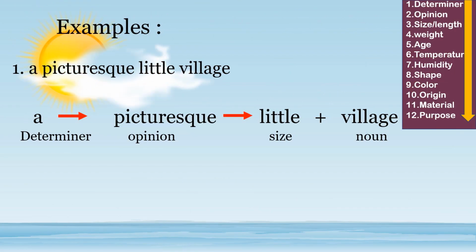Okay, now let's look at this example. A picturesque little village. So a is a determiner, so it is number 1 in the order. Picturesque is opinion, so it is number 2 in the order. And little is size, and it is number 3 in the order. So that's why it becomes like this, a picturesque little village.